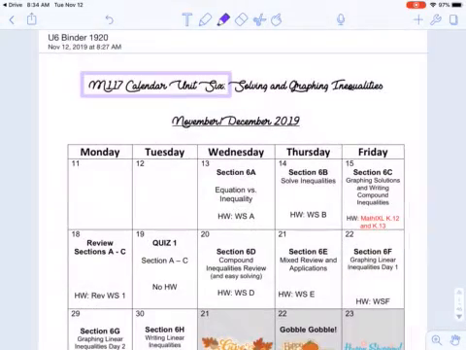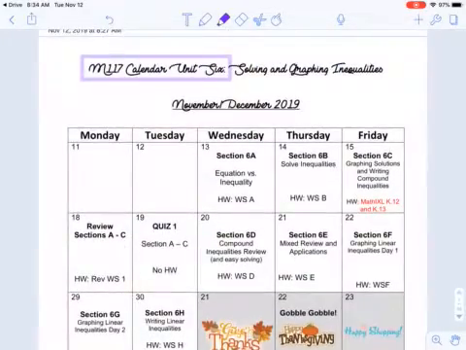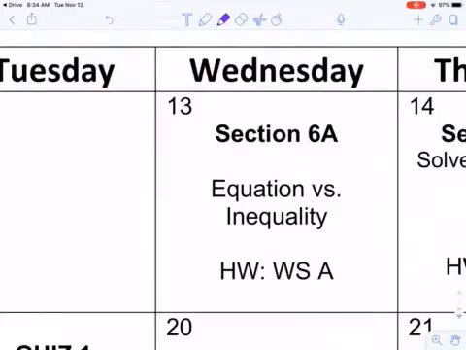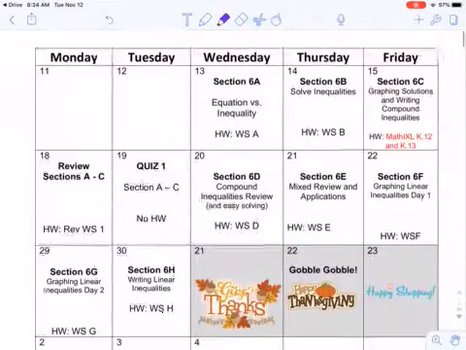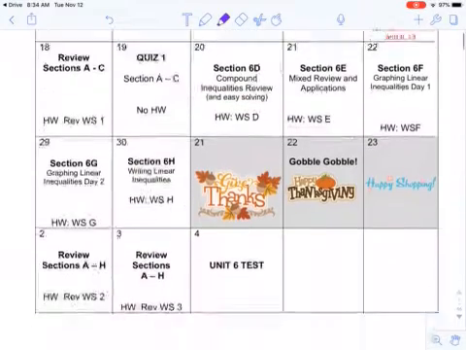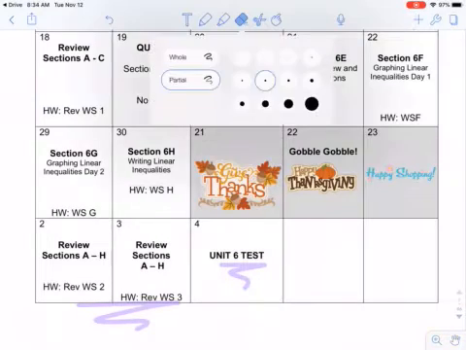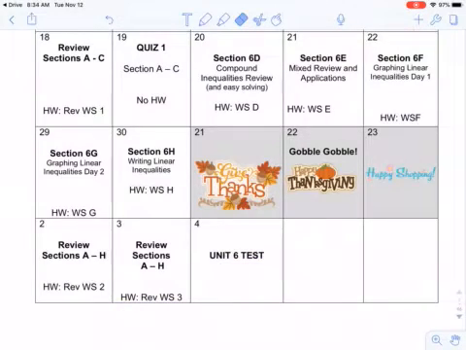But this is the official calendar for Unit 6, solving and graphing inequalities. And we are starting today with Section A. So if you look at this calendar, just a real quick recap, this is going to take us up to Thanksgiving. We will have one more quiz before Thanksgiving. And then when we get back from Thanksgiving, we'll have 2 review days before this Unit 6 test. And after this, we have one more unit, and it's a really short one. So finals is coming up.